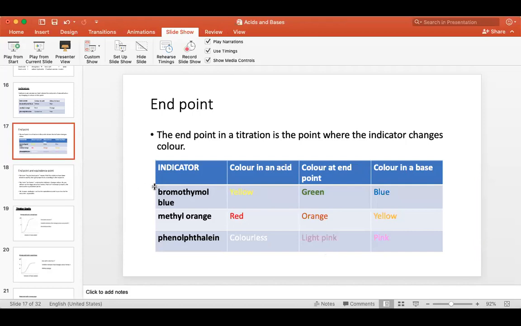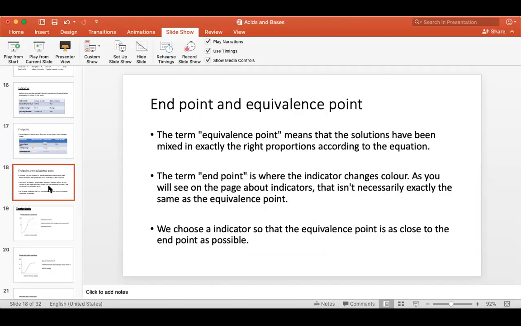Hopefully when we get back to class, we will do it again. So we got an idea of what is endpoint now, right? It's the point at which the indicator changes color. And what we try and do is we choose an indicator so that the equivalence point is as close to the endpoint as possible. So more or less when the reaction is complete.